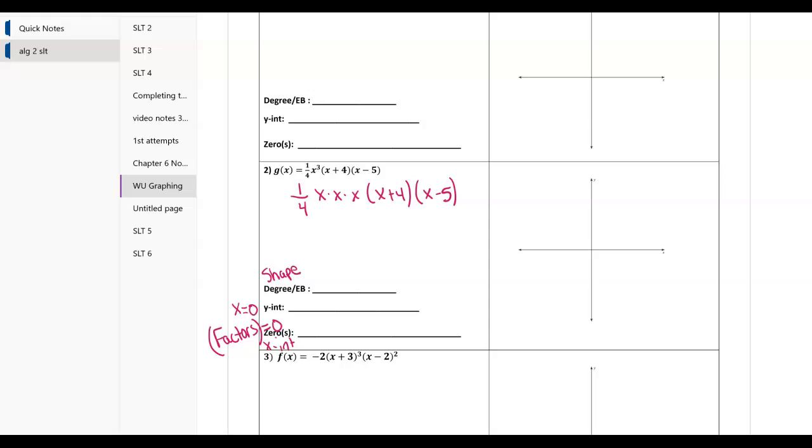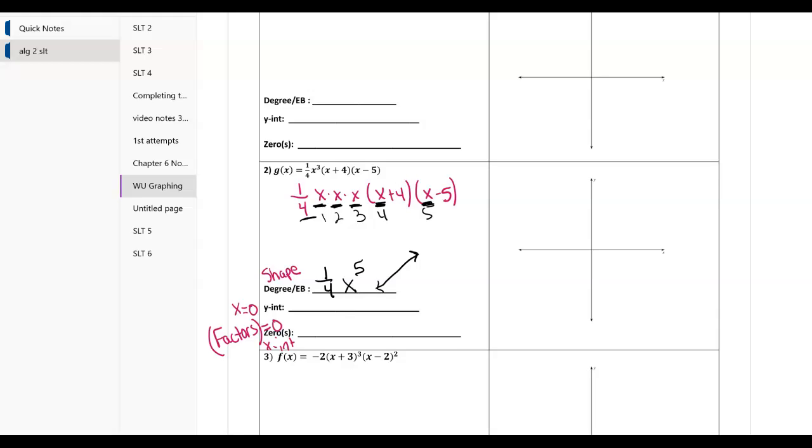And now I want to know the shape. So that would mean I would need the leading term when it would be in standard form. And so I'm just going to take the first term from every factor and see how many x's I have along with that 1/4. So I've got 1, 2, 3, 4, 5 x's. And this says to me it's going to be a line that is not flipped.